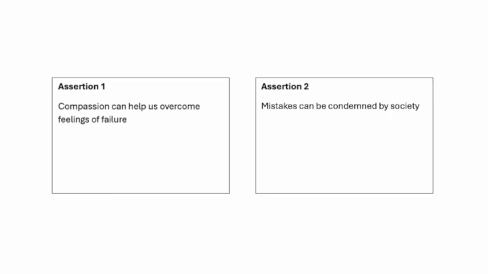We're going to jump into the process of writing now. And the starting point for my writing is about my assertions. The first sentence of a comparative paragraph should aim to demonstrate what ideas you're going to be exploring. In this case, my two texts have different ideas. The first text is talking about how compassion can help us overcome feelings of failure, and the second assertion is talking about how mistakes can be condemned by society.